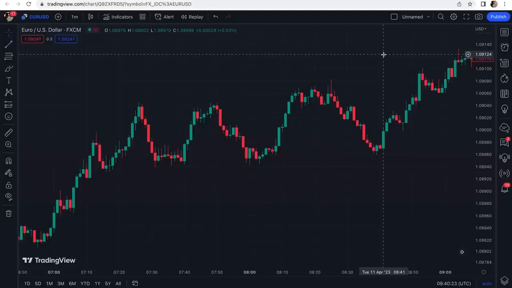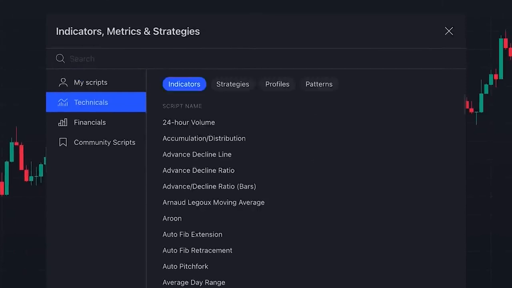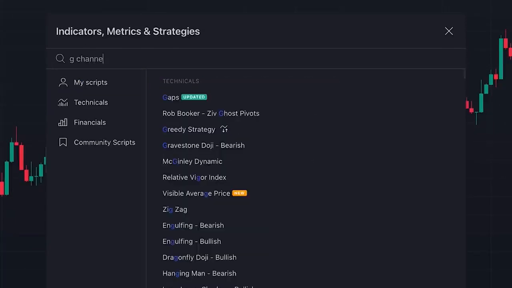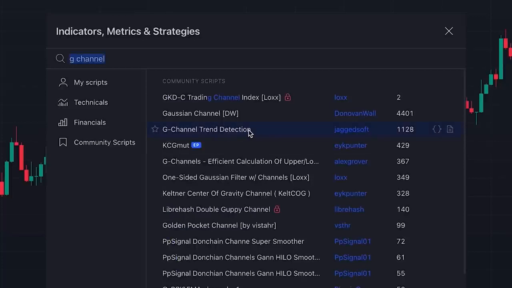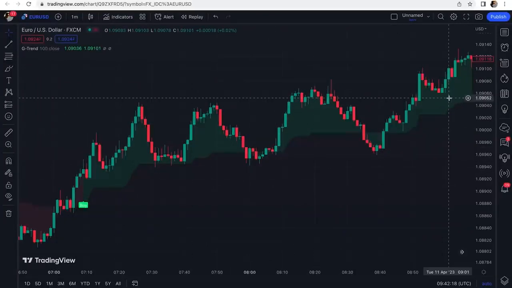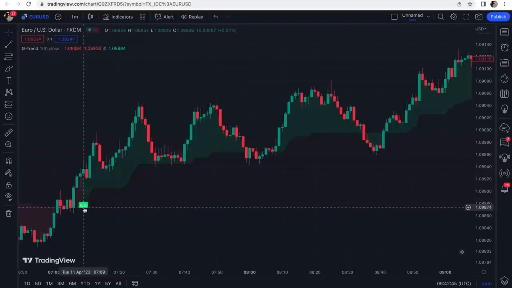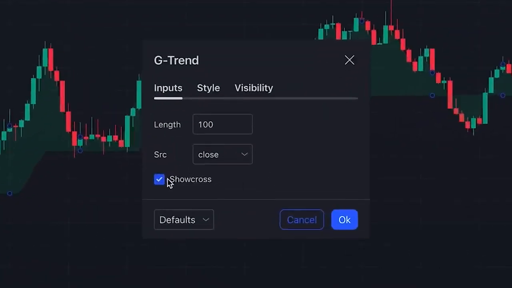In this strategy we have two indicators. For adding them, we click on indicators and simply search the name. The first one that we want to add is G channel. This one, G channel trend detection, which is written by someone named Jagged Soft. This is a directional indicator, and it will help us with the direction of the market. When it's green, the market is in an uptrend, and when it's red, the market is in a downtrend. With this indicator, it's better not to take these buy-sell signals because they are repainting and a few candles late signals. If you find them distracting, you can remove them from the settings by unchecking show cross.